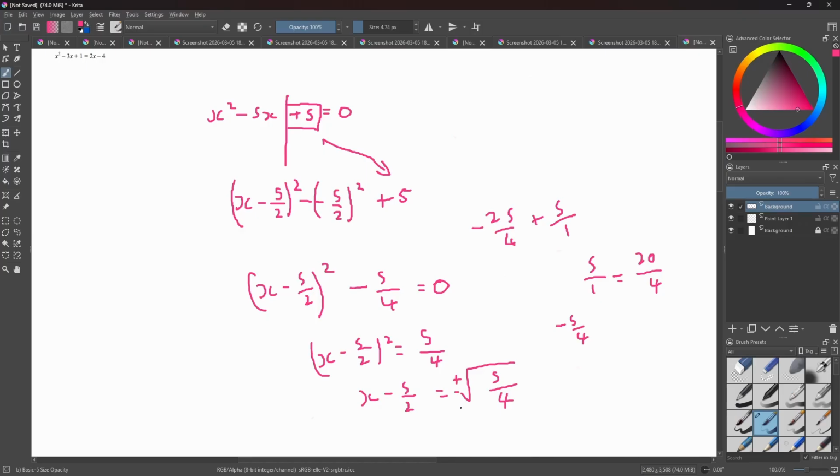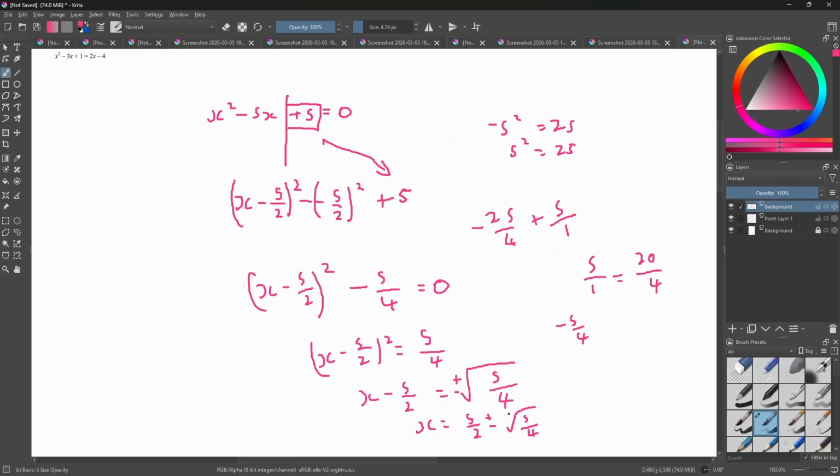because the square root of something can be positive or negative, because as we've seen before, minus 5 squared equals 25, just the same as 5 squared equals 25. So the plus minus here is important. So what we're going to have then is we can add the 5 over 2. We get x equals 5 over 2 plus minus root 5 over 4. And now that's our answer.